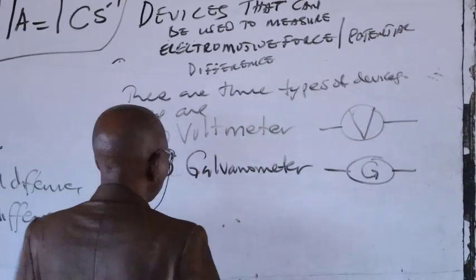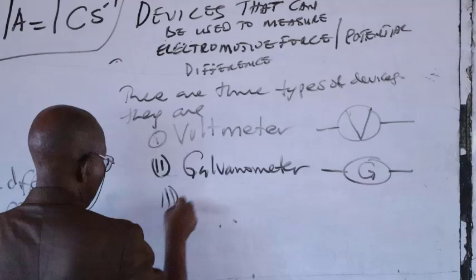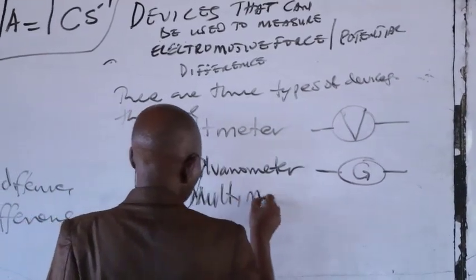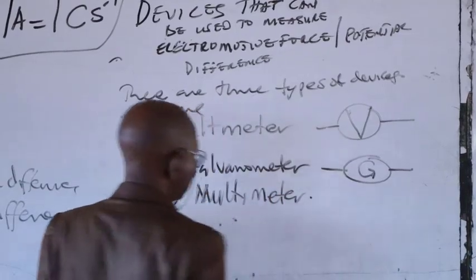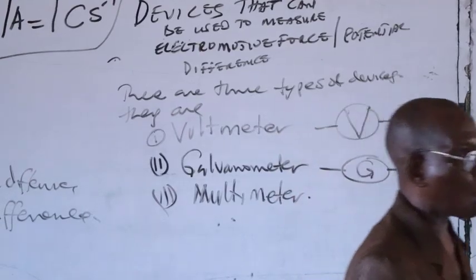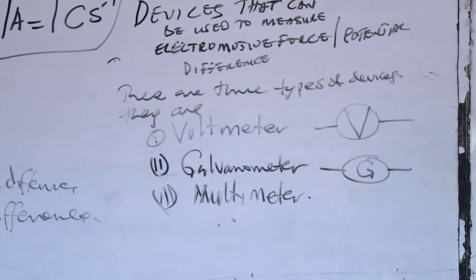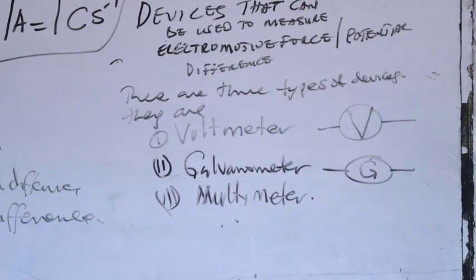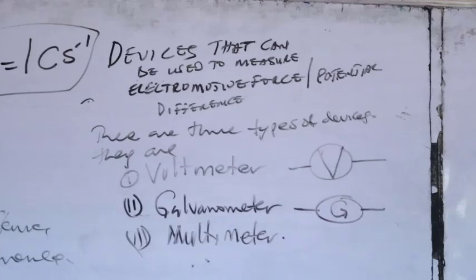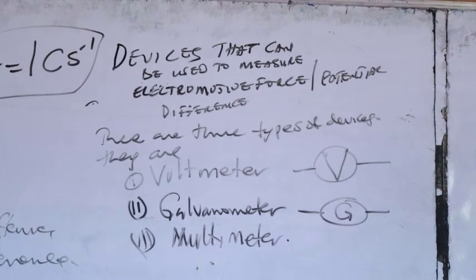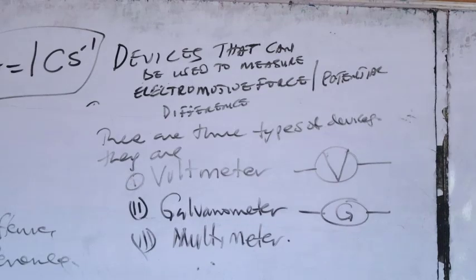And you can also use the third one, I said it earlier, the multimeter. Multimeter is multi-purpose. Like I said, 3 in 1. It measures electric current, it measures potential difference, it measures resistance. That means it combines ammeter, voltmeter, and ohmmeter. That's why we call it multimeter. And that's why it does not have a particular symbol, unlike the other two.